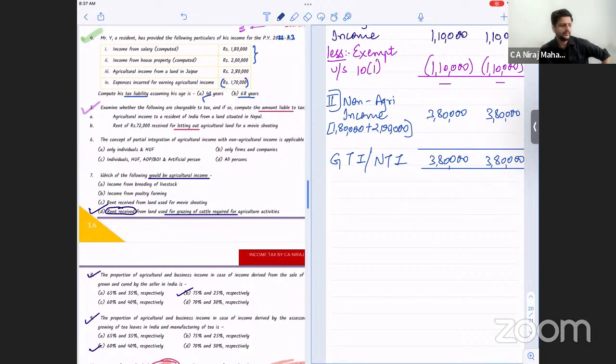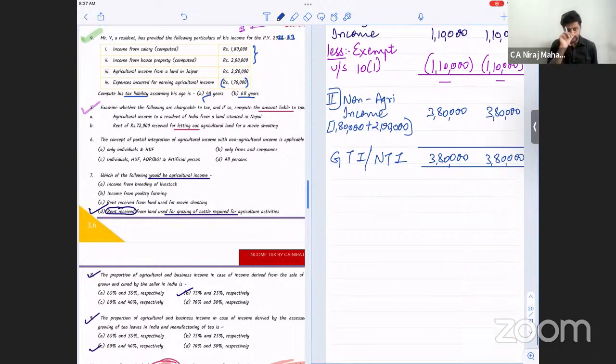There is no tax. Why? Because income is below 5 lakhs. Is that your reason? Yes, Mansi, thank you. Because of rebate. No. Why is your tax liability nil? Because income is less than 5 lakhs. Okay, because of what, bacho? Rebate. Okay, everybody? Fine.